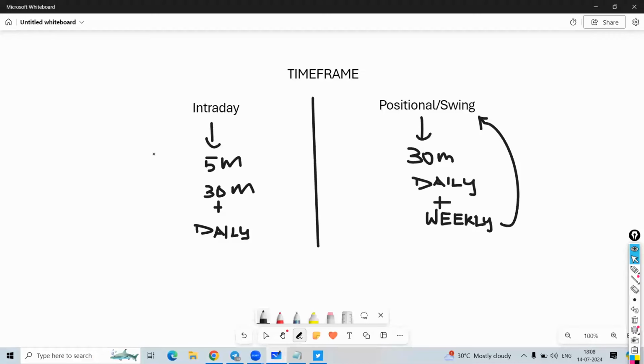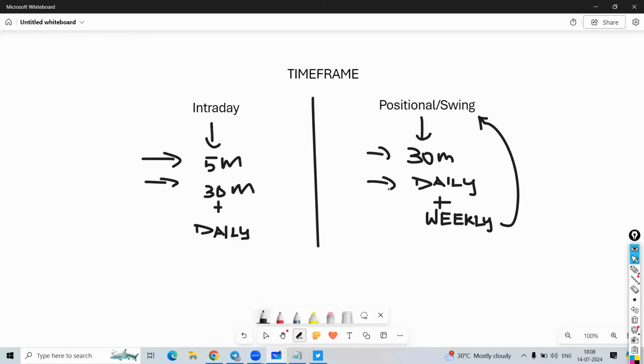If you're an intraday trader, 5 minute, 30 minute. Positional trader, 30 minute, daily time frame. So note it down one by one. I will explain with the chart once I go on to the chart. So first, we were doing how, when, and where to mark support and resistance.